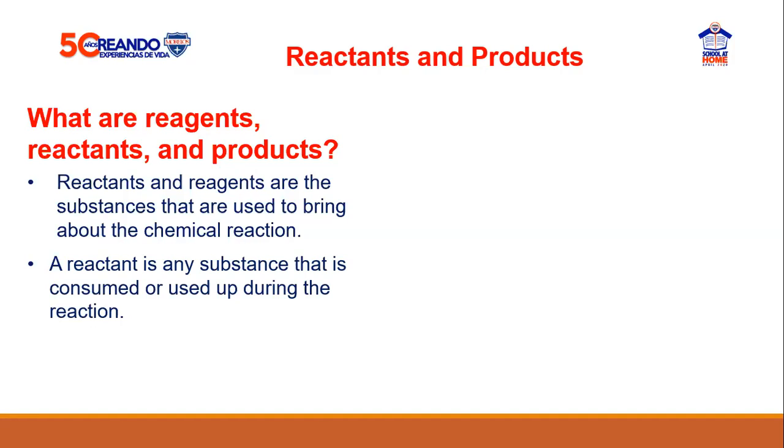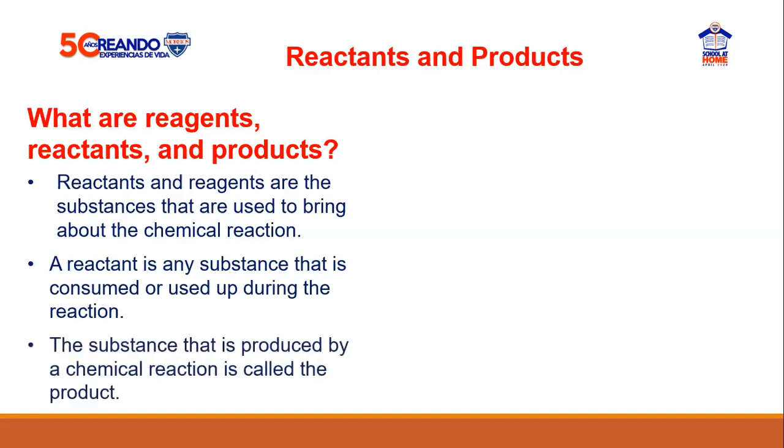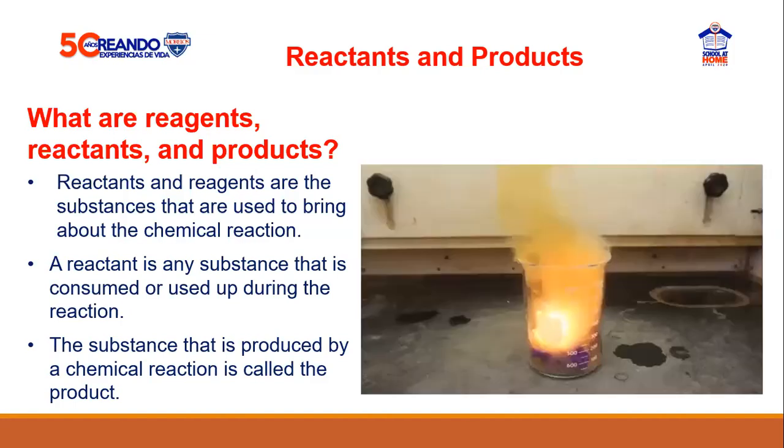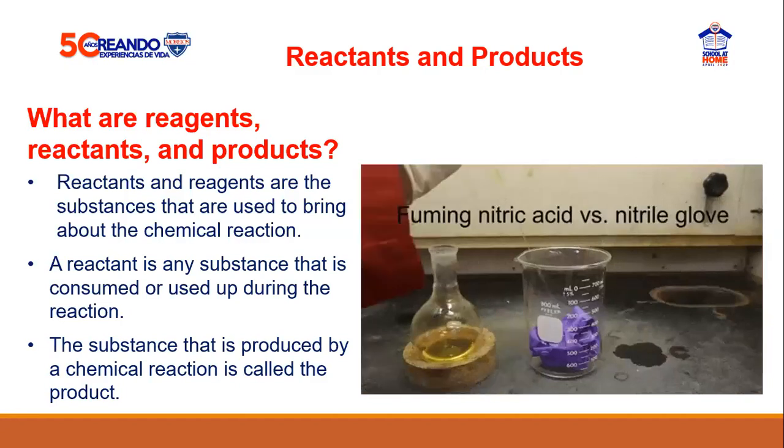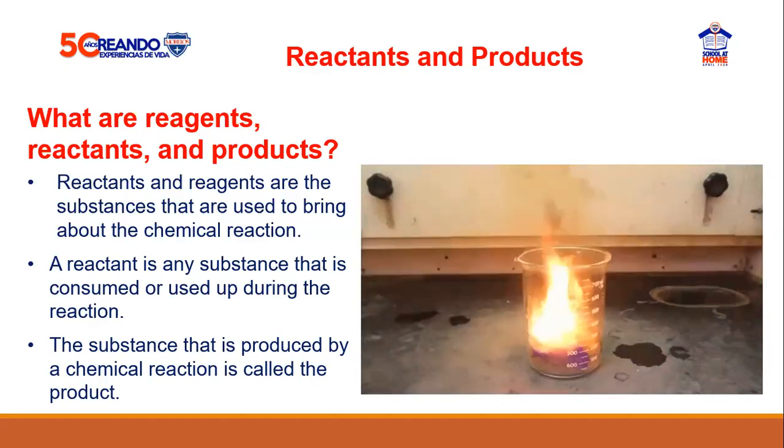The molecule composition changes because of the atomic bonds, right? And the substance that is produced by a chemical reaction is the product. So that is the name after the chemical reaction. It's a product. It's something new. Remember, we always have to have something new, something that we didn't have before.